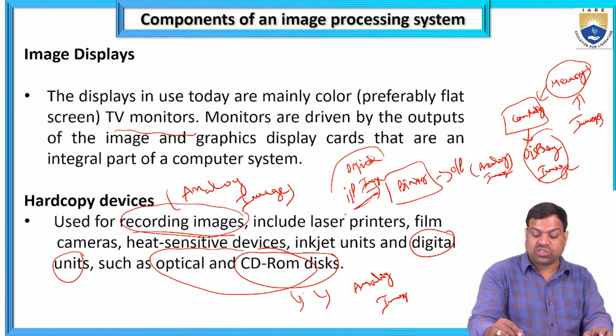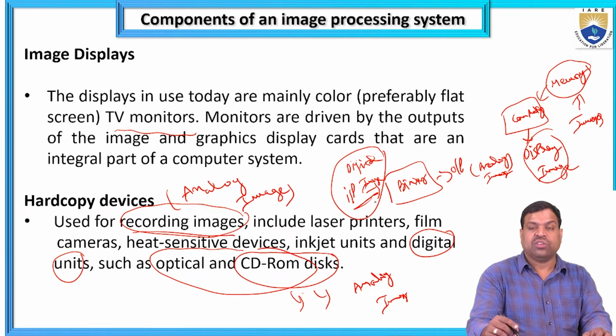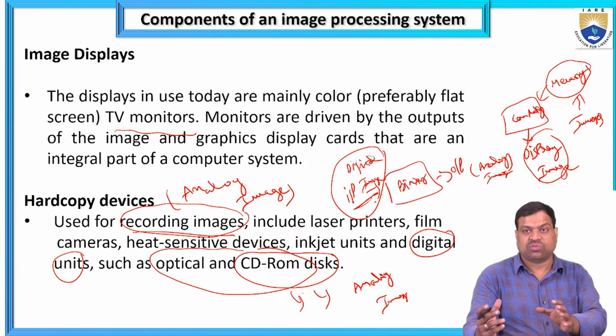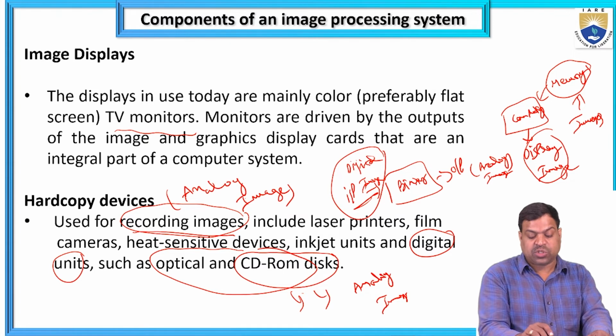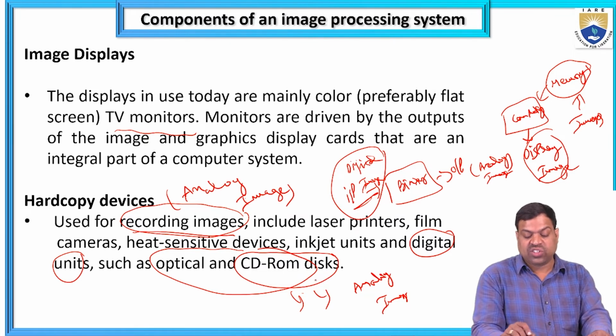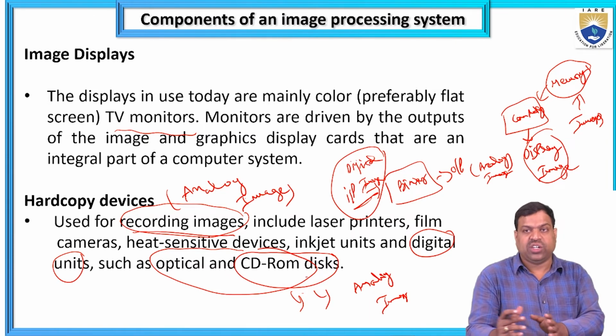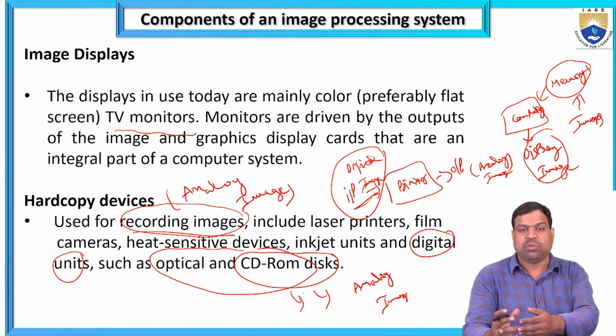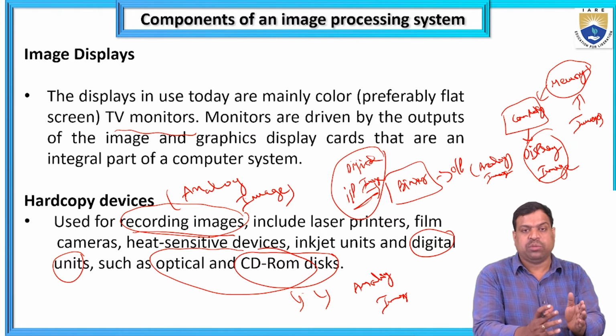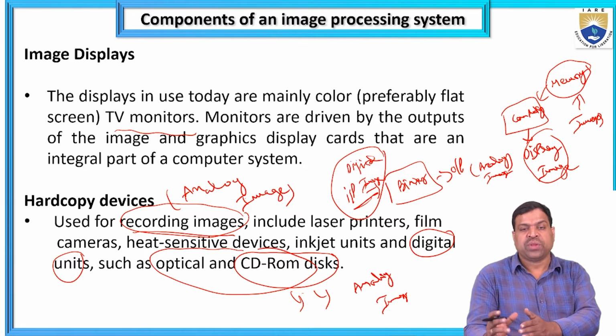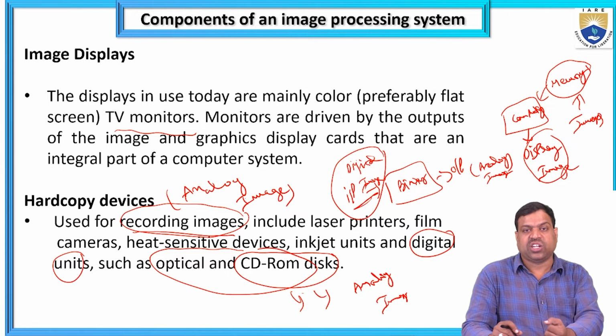But how is it going on? Digital image means where I am capturing. What is the source of the digital image? Digital image means recording of the images, CD-ROM disk, optical memory or heat sensitive devices. These are the inputs to the digital image. It is creating the image in digital form and it gives the input to the printer. This soft copy of the digital image is the input to the printer. So the printer captures the digital image and gives the output in analog form. That is called the hard copy device.